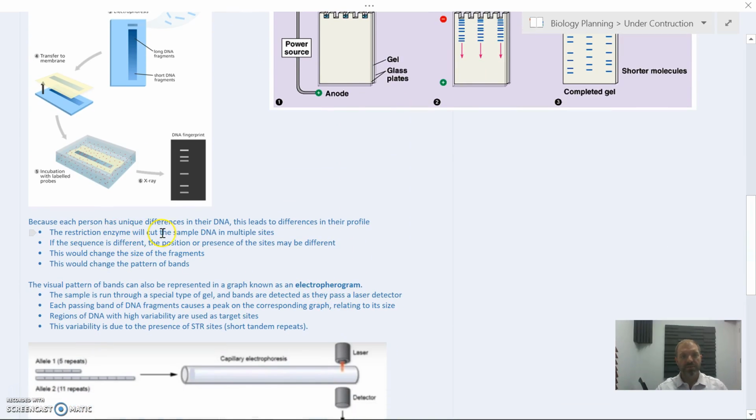So because each person has those unique differences in their DNA, when we cut with the restriction enzyme, it might cut at different places, or because we've got parts of DNA that are longer or shorter, even if it cuts at the same kind of places, the pieces might be different sizes. And so you end up with a pattern of different pieces of different sizes, and that's what we refer to as the profile or the fingerprint. So any sequence differences would lead to the change of the size of fragments and a change in the pattern of bands.